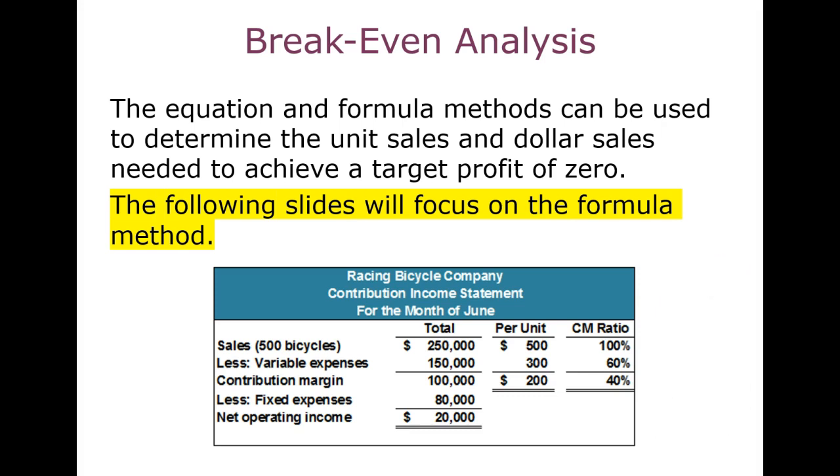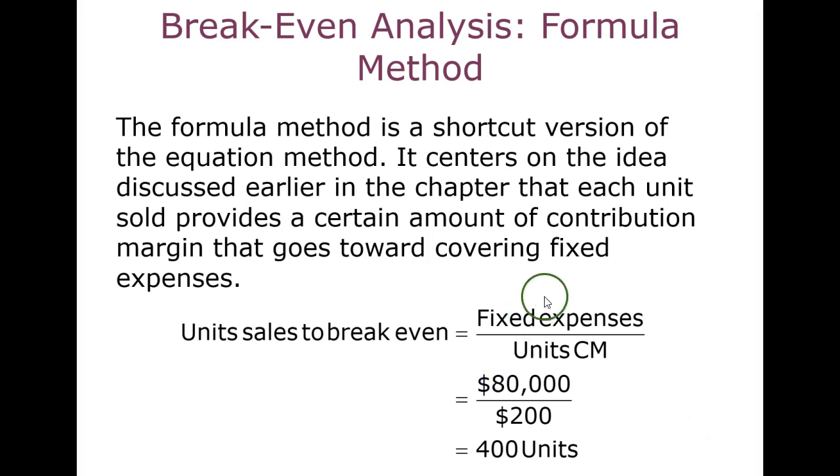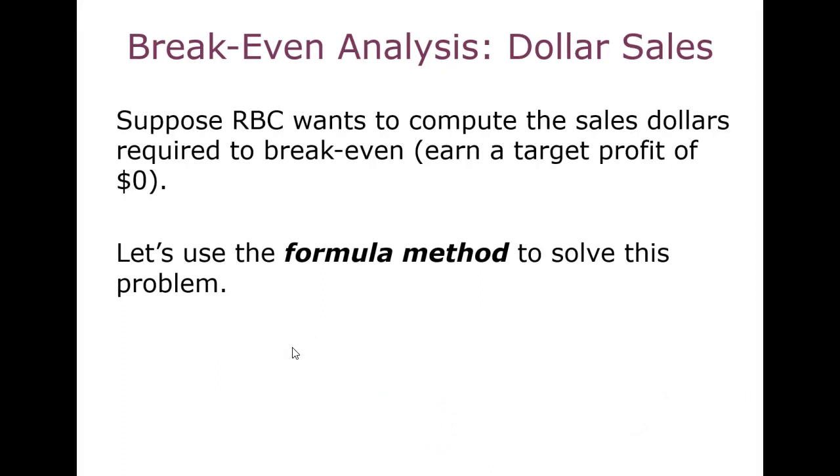Now let's look at the formula method for computing the break-even analysis. And again, going back to the situation where we're above the break-even point, we know that because we have a profit down here of $20,000. But let's compute as if we did not know that yet, even though we do. What is the break-even point? To find the break-even point in units, we're going to divide the fixed expenses, our total fixed cost, by the unit contribution margin. Remember, $80,000 were the fixed expenses, $200 per bicycle was the contribution margin per unit, so our break-even point is 400 units.